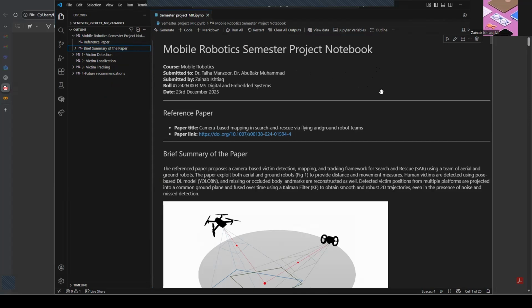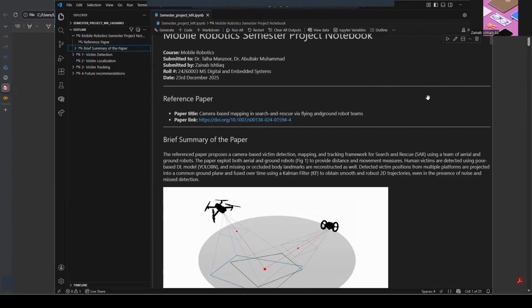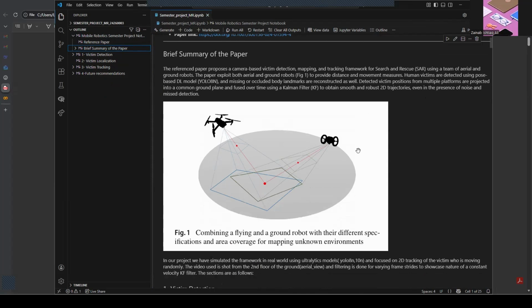So let's first discuss the summary of our project. Once again, we have an aerial robot, an aerial drone, and a ground robot, but in place of a robot, what we have done is just obtained an aerial feed and a ground feed, and then we have applied YOLO and KF on it to localize the victim.